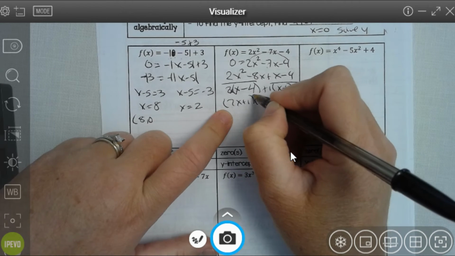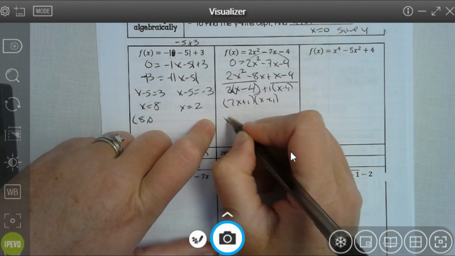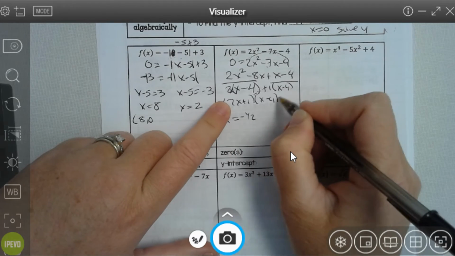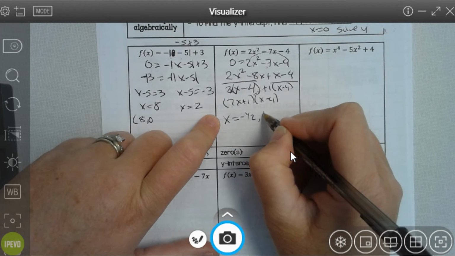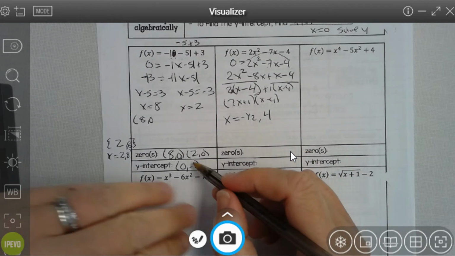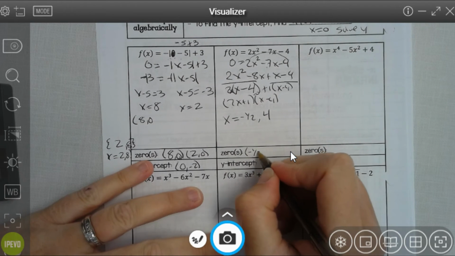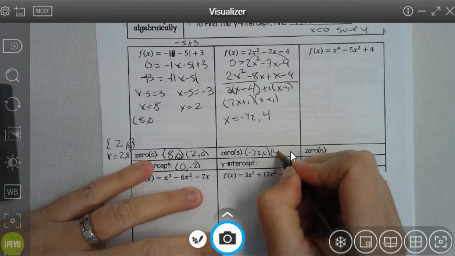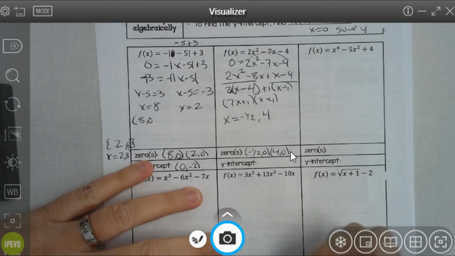So remember you set this equal to 0. Subtract your 1, divide your 2. Add over your 4. So your zeros are negative 1/2 and 4. You can write them either as points, and that's what I'm going to do, or you can write it in set notation.